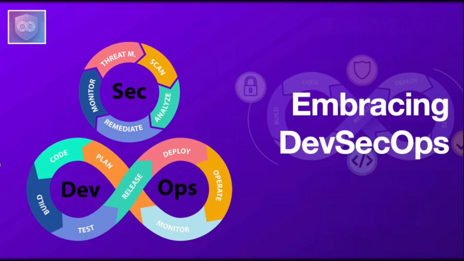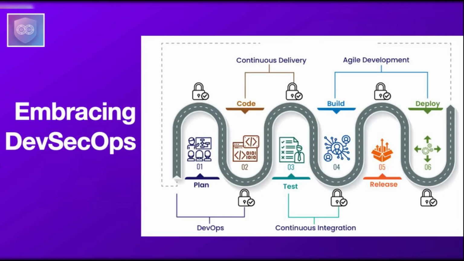Embracing DevSecOps. The evolution of DevSecOps emphasizes the need for a collaborative approach to security within the DevOps process. By making security everyone's responsibility, organizations can proactively address risks without sacrificing agility.